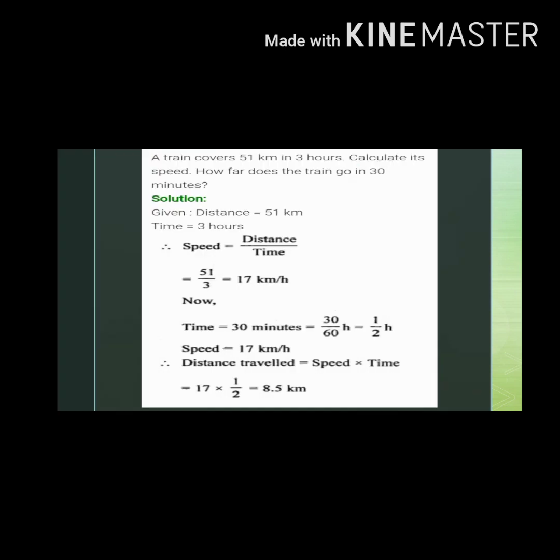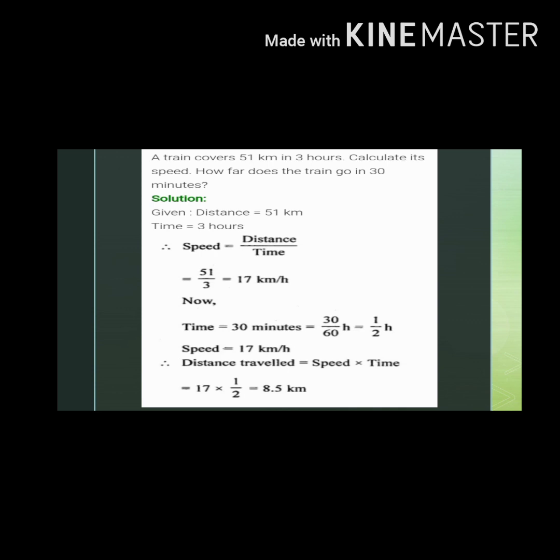Let us find the answer of the question. A train covers 51 km in 3 hours. Calculate its speed. How far does the train go in 30 minutes? Solution. Given that distance equals 51 km and time equals 3 hours, we have the equation speed equals distance by time. That is 51 by 3 equal to 17 km per hour.